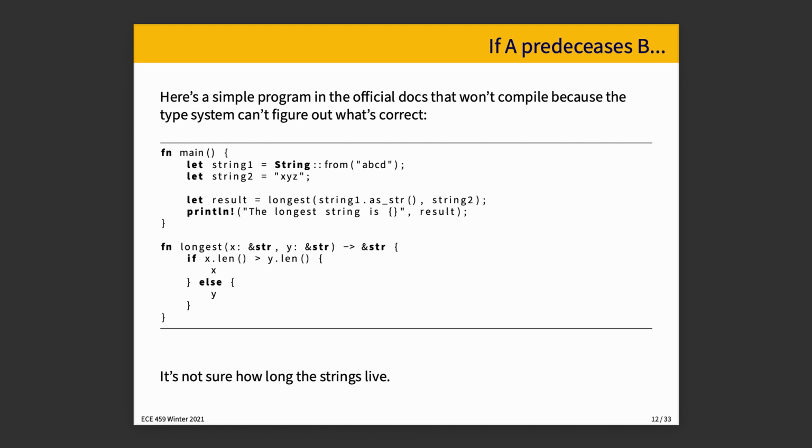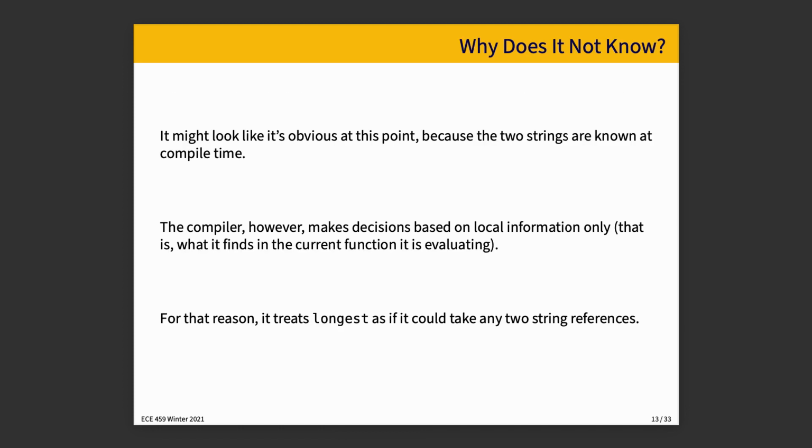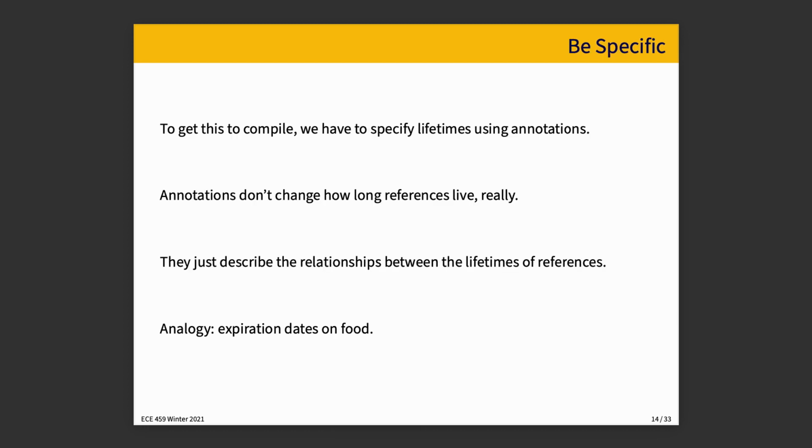It would just be perhaps a little harder to fit on a slide. So, knowing that it takes longest as if it could take any two string references, what do we do about that? Well, we annotate. We specify the lifetimes. And the thing about annotations is they don't change how long references live, really. The memory is still dropped at the same point where it would have been otherwise. It just describes the relationships between lifetimes of references.